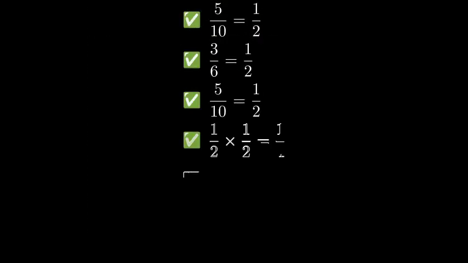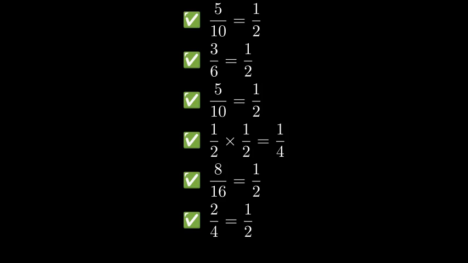Got your answers? Let's check them. Question 1. 5 over 10 equals 1/2. Question 2. Even numbers are 2, 4, 6, so 3 out of 6 equals 1/2. Question 3. Total is 10, not yellow is 5, so 5 over 10 is 1/2. Question 4. 1/2 times 1/2 equals 1/4. Question 5. Yellow plus orange is 8 out of 16, so 1/2. Question 6. Red or blue is 2 out of 4, so 1/2.